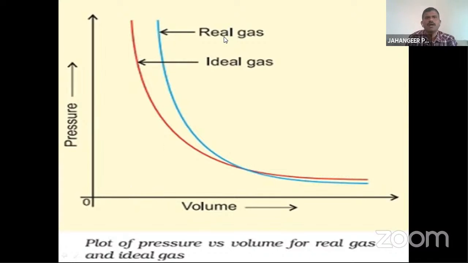So at high pressure, the volume of real gases is more, compared to ideal gases. When the pressure decreases, the ideal gas curve merges with the real gas curve. What is the meaning of this? The merging of these two lines occurs at low pressure. So at low pressure, real gases behave like ideal gases. This is the meaning of the graph.